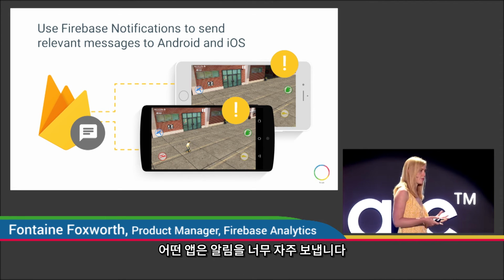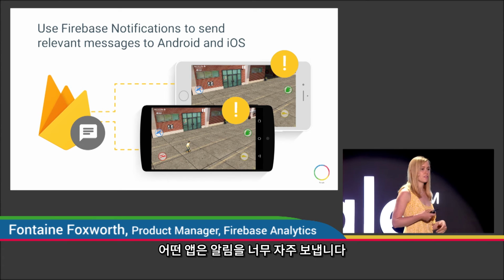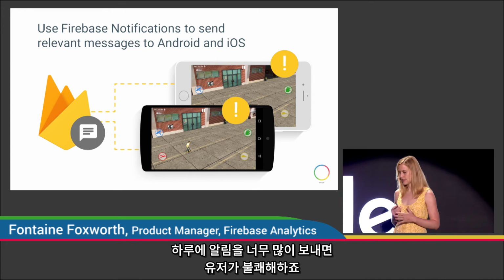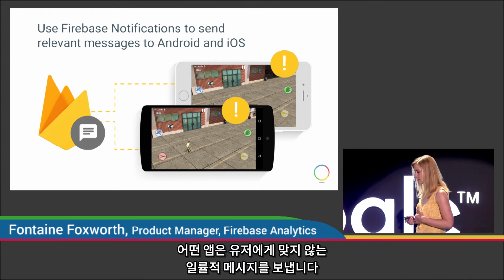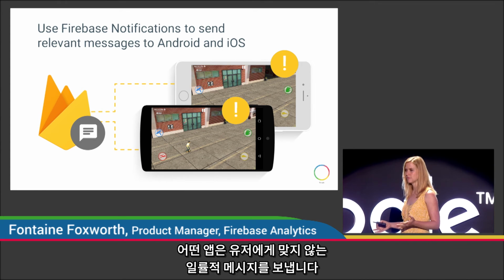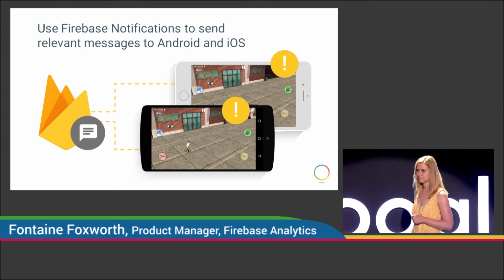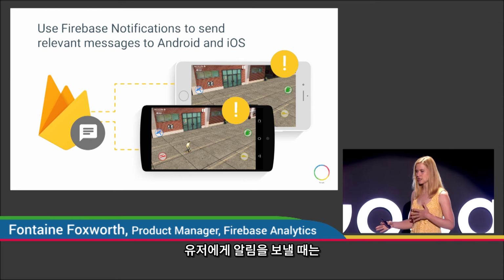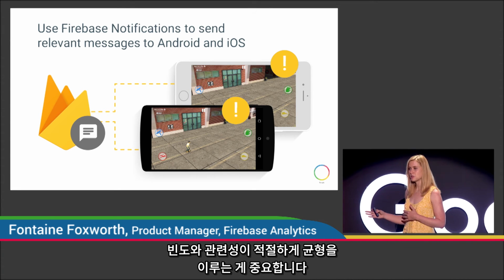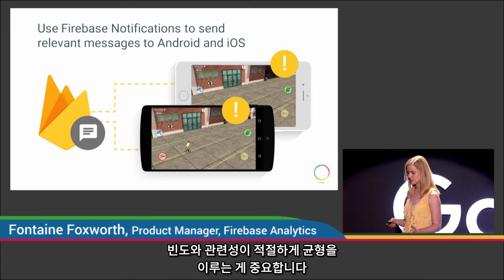So we need to make sure we're being thoughtful about how we're actually sending notifications to our users. We've all had examples of apps that send us notifications way too frequently, way too many times a day. It gets obnoxious. And then there are the other apps that are sending one-size-fits-all messaging that doesn't apply to me as a user. So when we're sending notifications to our users, it's important that we strike the right balance between frequency and relevance.